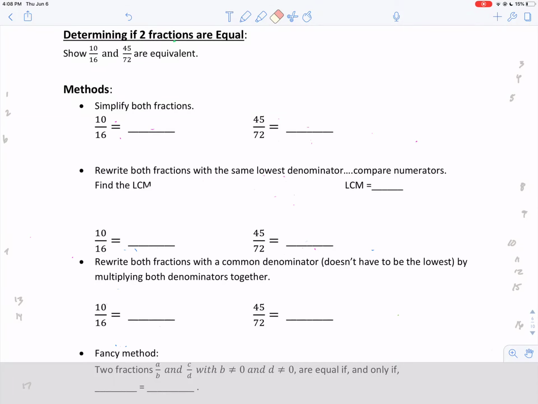In this video, we're going to determine if two fractions are equal. We're going to use 4 different methods to do that. The very first method is to just simplify both fractions.